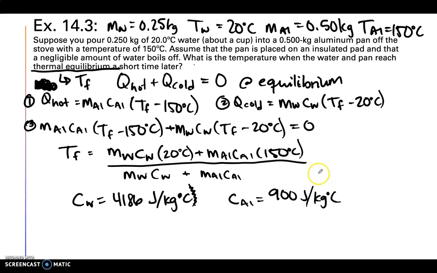And so you'll plug all of these values into this equation, and you'll end up with your final temperature as 59.1 degrees Celsius. So this is your final temperature of that system at equilibrium. The water and the pan are going to both be at this final temperature.